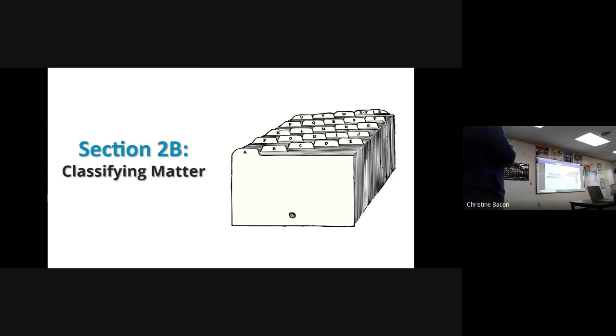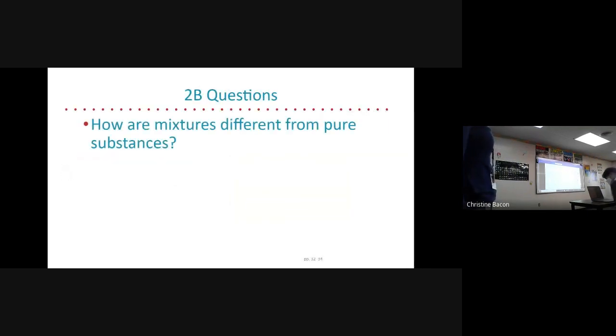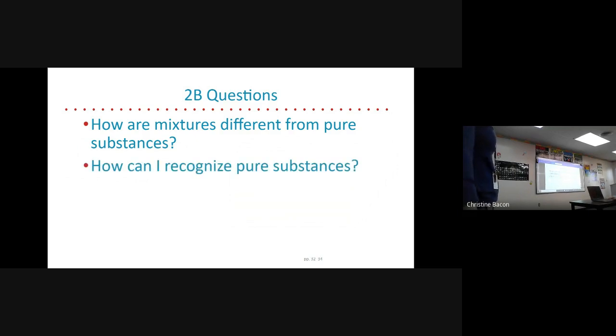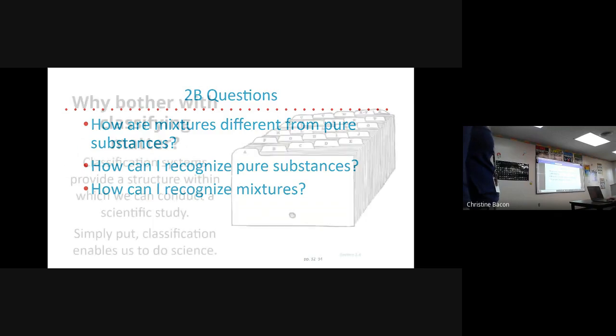Okay, so yesterday we talked about what matter is and how we measure it. We talked about the difference between mass and density and volume and weight. Today we're just going to talk about how we classify matter. So our essential questions are, how are mixtures different from pure substances? How can I recognize a pure substance? And how can I recognize mixtures?